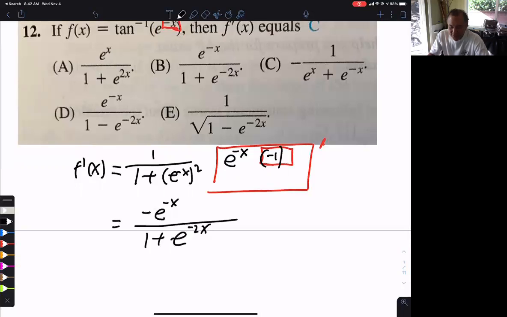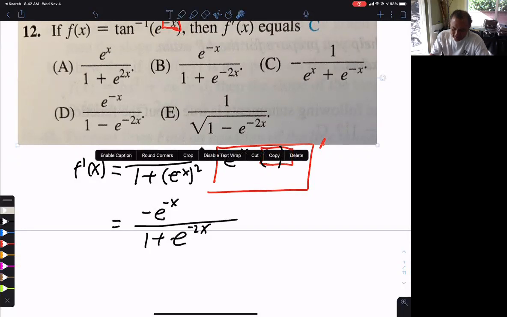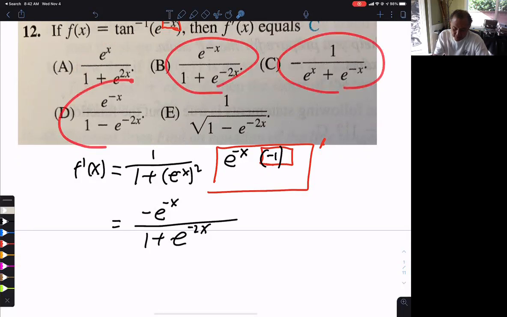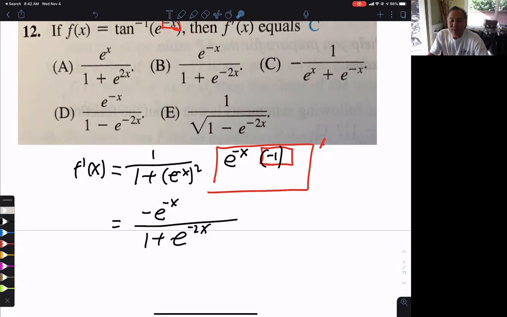Now, as we look at our answers, here's our problem. It doesn't match anything here. Does it match that? No. Does it match that? No. Does it match that? No. So what do I do now? So here's my next step that we're going to look at. Since it has to have a negative, do you see that? The only one with a negative is that one.